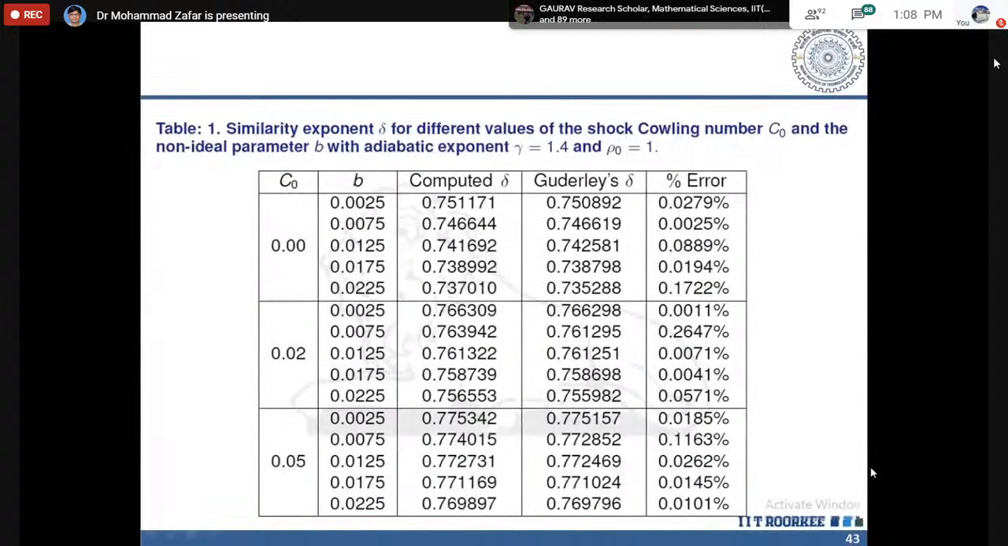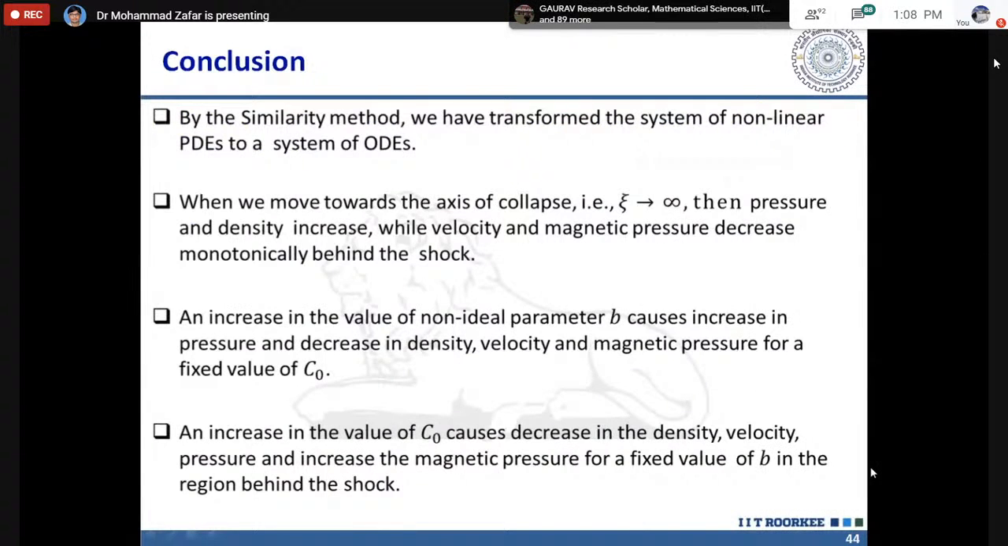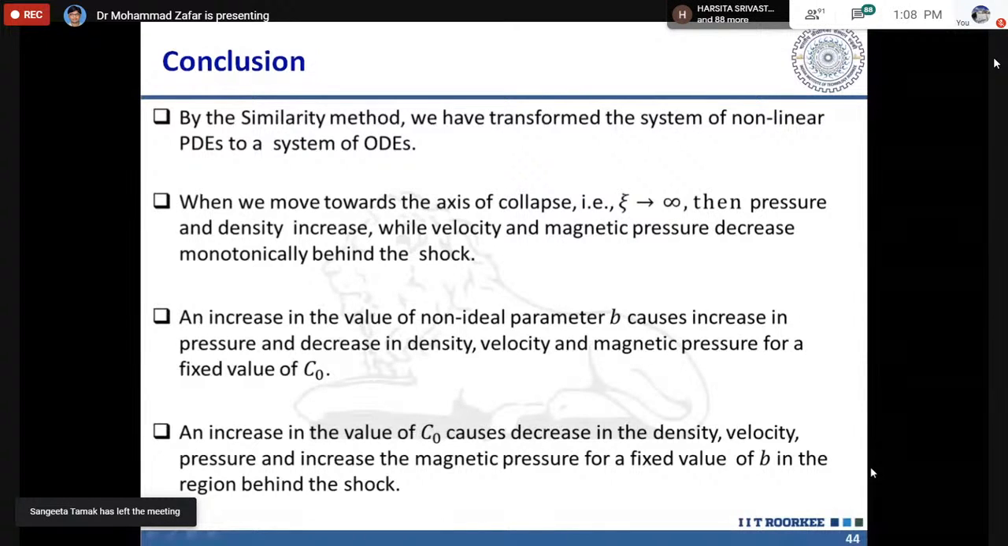Next slide please. So the conclusion we got here: using this similarity method, we have transformed our system of PDEs to a system of ODEs, of course non-linear. Also we have seen that when we move towards the axis of collapse, that is, j tends to infinity, the pressure and density increase while velocity and magnetic pressure decrease monotonically behind the shock.